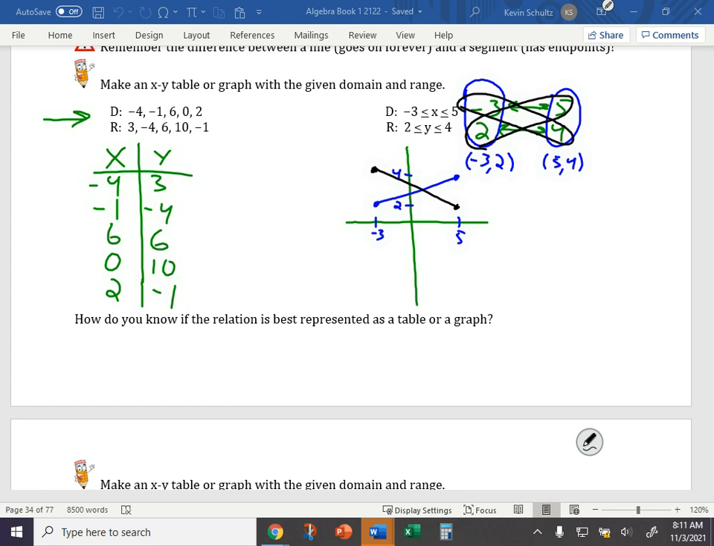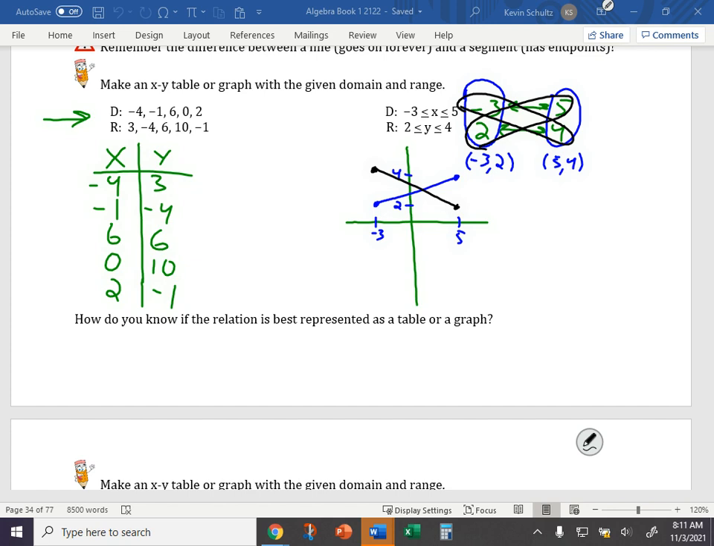Is there a better way? Is one the more correct way? No, they are both just as correct, because both of them go from -3 to +5 on x and 2 to 4 on y. Yes, sir? Yes, you can do one of them. You don't need them both.